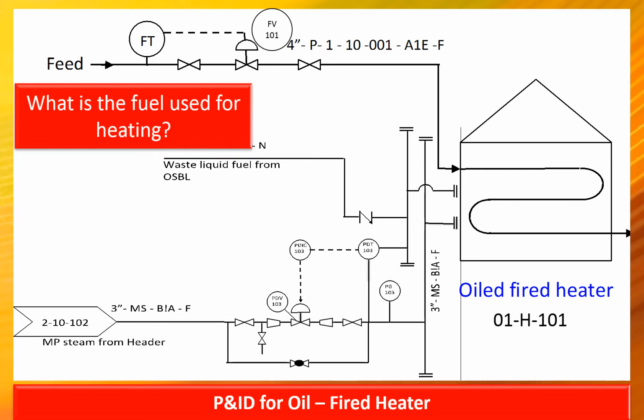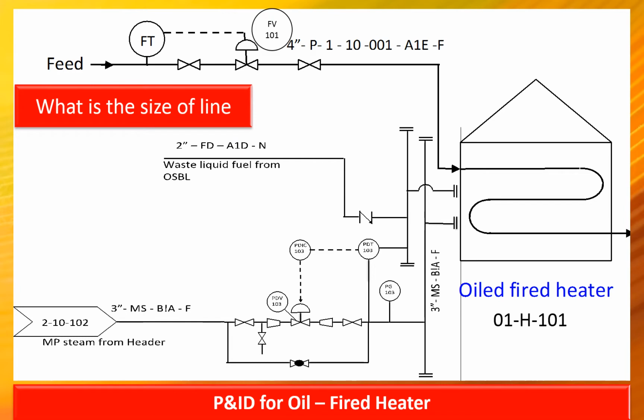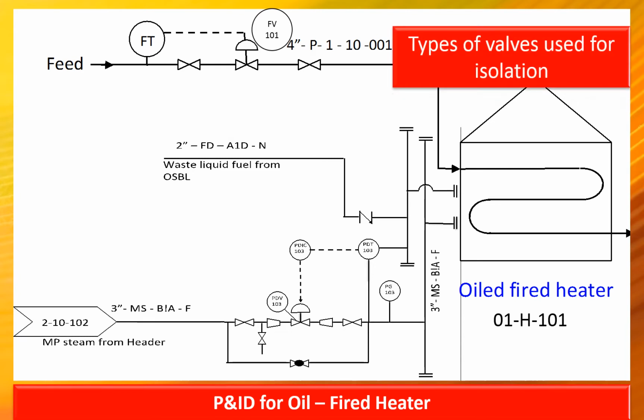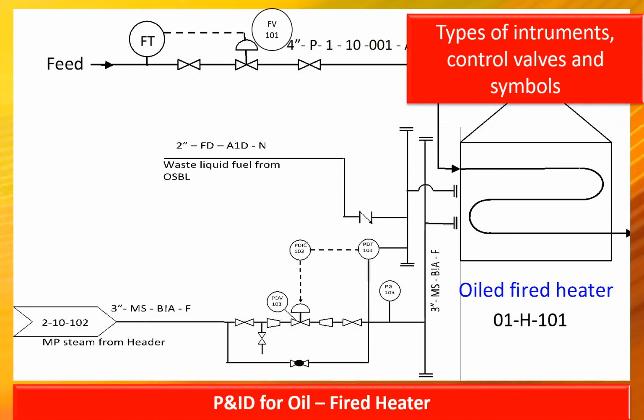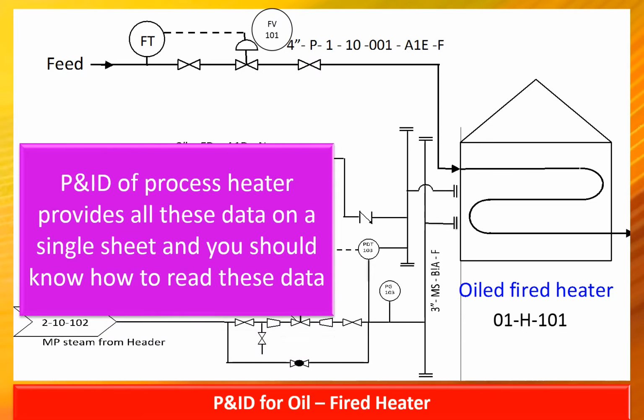what is the fuel used for heating, what is the size of the fuel line, what is the material of construction and insulation for the fuel line, type of valves used for isolation, types of instruments, control valves and symbols. P&ID of a process heater provides all this data on a single sheet, and you should know how to read these data.